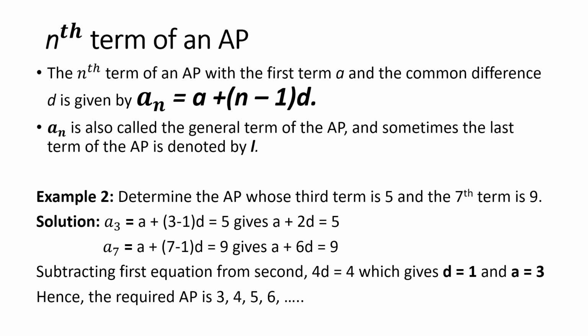Example, determine the AP whose third term is 5 and the seventh term is 9. A3 is the third term. A3 is A plus 3 minus 1 into D, which is equal to 5. So we get the equation A plus 2D is equal to 5. Seventh term is 9, means A7 is 9. A7 is A plus 7 minus 1 into D, which is equal to 9. So we get A plus 6D is equal to 9. Now just solving the equation, subtracting the first from the second one, we get D as 1 and A as 3. So the required arithmetic progression is having first term 3, common difference 1. So it is 3, 4, 5, 6 and so on.